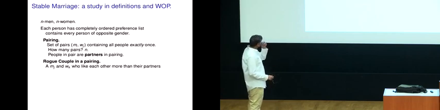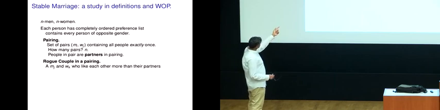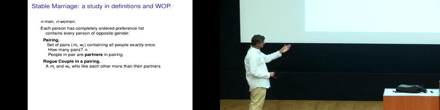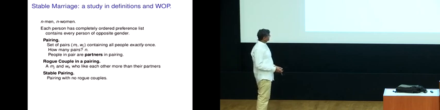Anyway, how many pairs? There's n pairs in the pairing, so that's what a pairing is. People in a pair are partners in the pairing. That's what we just call them. A rogue couple in a pairing, they're not partners. They wish they were partners. Okay, that's what a rogue couple is. If you have an entire pairing, you have some MJ and WK, here's where I'm using my symbols, MJ and WK who like each other more than their partners. I'm using the definition of partners here. Okay? A stable pairing is a pairing with no rogue couples.